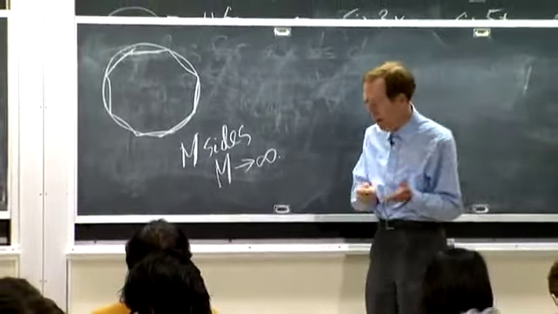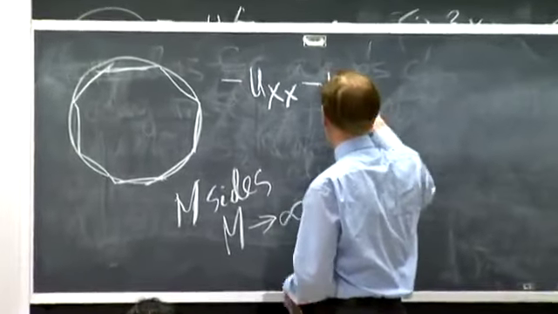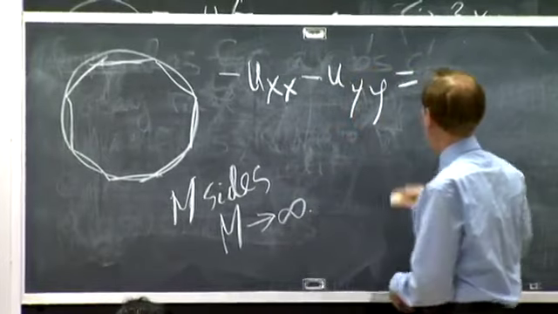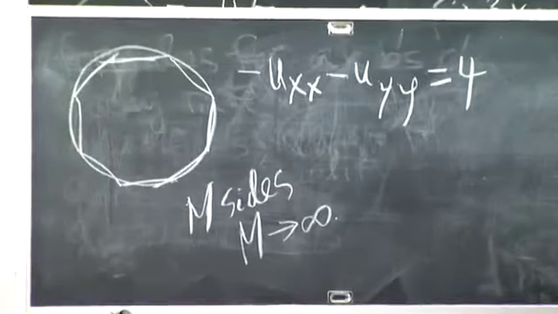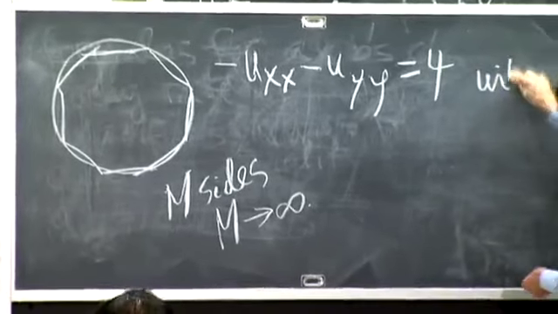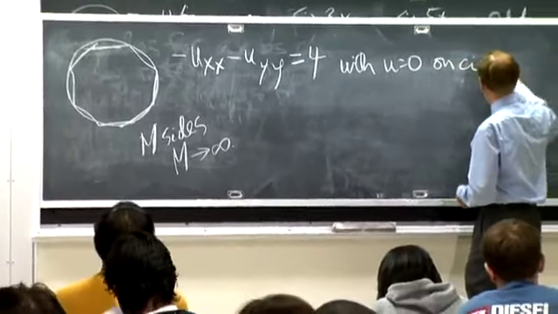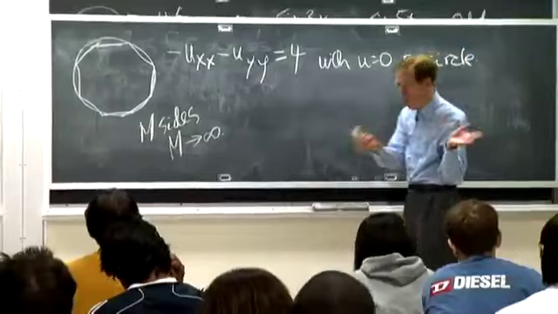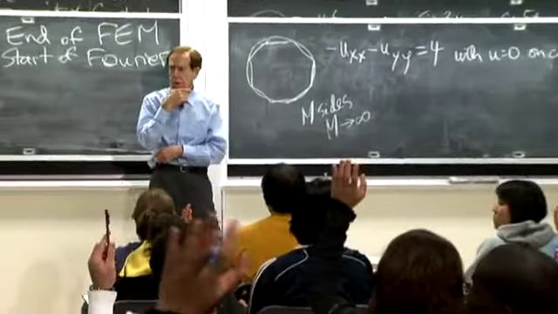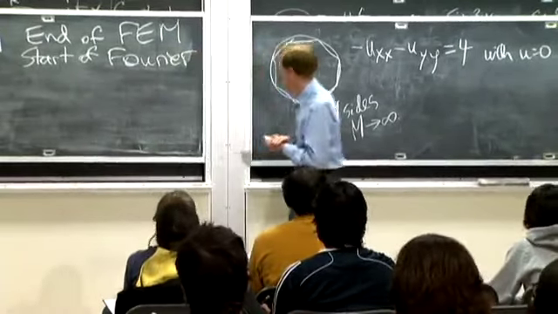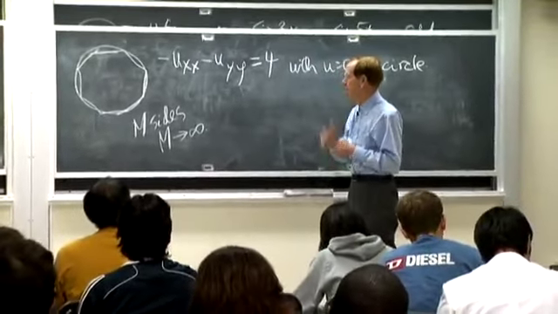One of them is our MATLAB problem, minus the Laplace's equation, what was it, 4? With u equals 0 on the circle. So that's our problem, totally open for discussion. How many have started on it? Oh, good. Then you all know more about it than I, and that's great. I'd be happy to learn.